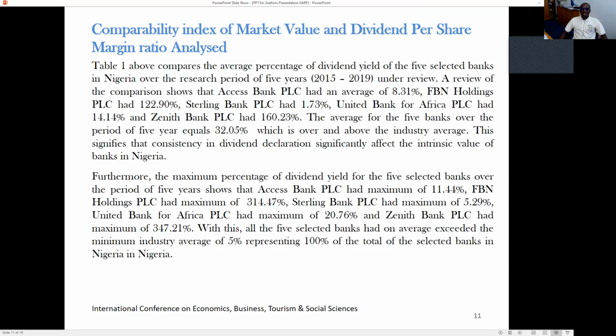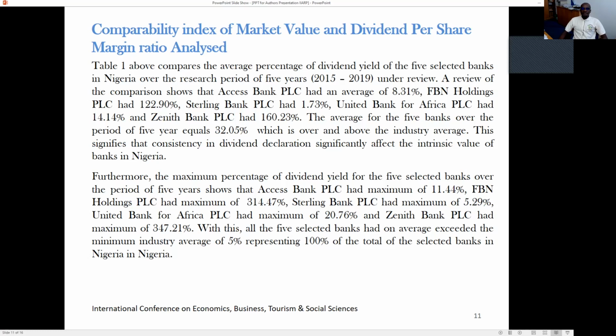A review of the comparison shows that Access Bank PLC had an average of 8.31%, FBN Holding PLC had 122.90%, Sterling Bank PLC had 1.73%, United Bank for Africa PLC had 14.14%, and Zenith Bank PLC had 160.23%. The average for the 5 banks over the period of 5 years equals 32.05%, which is over and above the industry average. This signifies that consistency in dividend declaration significantly affects the intrinsic value of banks in Nigeria. We will therefore reject the null hypothesis and accept the fact that dividend policy significantly affects the firm's value in the Nigerian Stock Exchange.